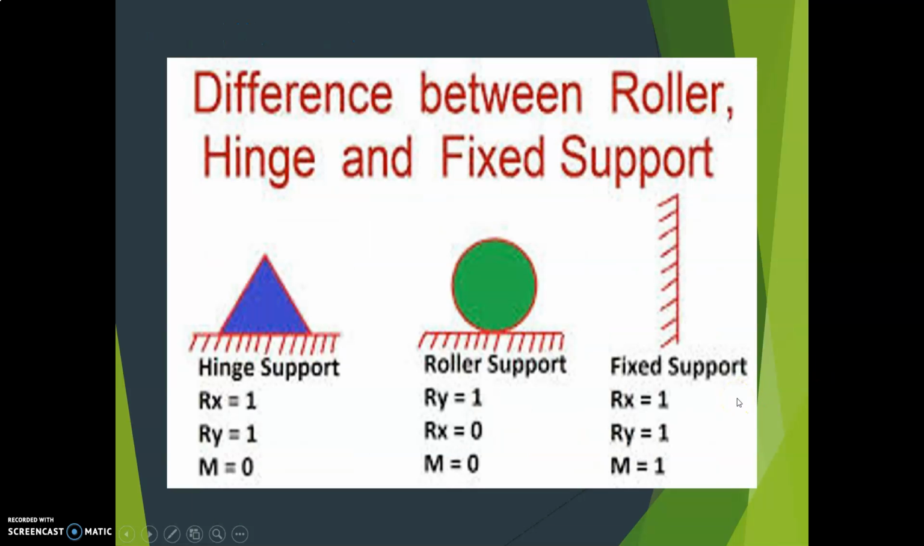So here you can see that if it is a roller support, only the vertical reaction Ry, or Ra, is equal to 1, then Rx is 0, the horizontal reaction is 0, and the moment is equal to 0. If it is a hinge support, then Rx is equal to 1 and Ry is also equal to 1. The number of reactions in the x direction is 1 and in the y direction is 1, but the moment is 0. If it is a fixed support, there is a reaction in the horizontal direction, a reaction in the vertical direction, and a moment also. You have to remember this to solve problems.